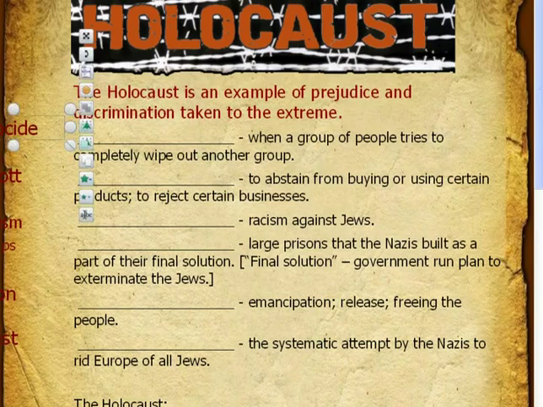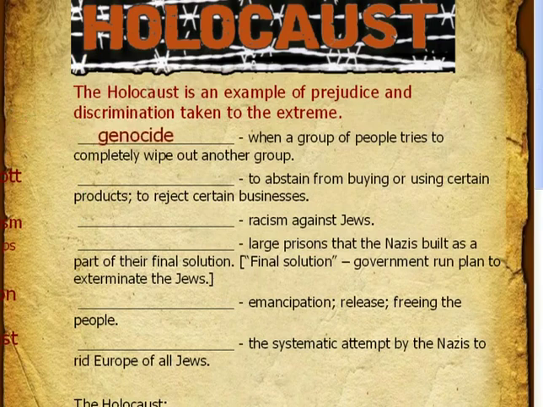So just some definitions. When a group of people tries to completely wipe out another group, you may know homicide, killing a human. This is genocide, killing a genetic line, killing a group of people. And we're looking at here a crime. The Nazis would say it wasn't a crime, but they were put on trial and found guilty of the crime of genocide, trying to wipe out another group of people.